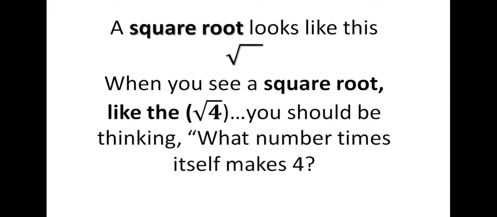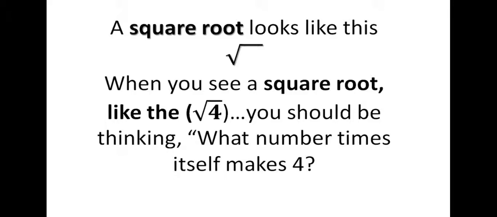Then we're going to go over some new vocabulary, and that is square root. The square root looks like this little check mark here, like an extended check mark with a little house. When you see a square root symbol, you should be thinking: what number times itself makes the number inside the house? In our example here, we have the square root of 4. So you should be thinking what number times itself makes 4. And the answer is 2. So the square root of 4 is 2.